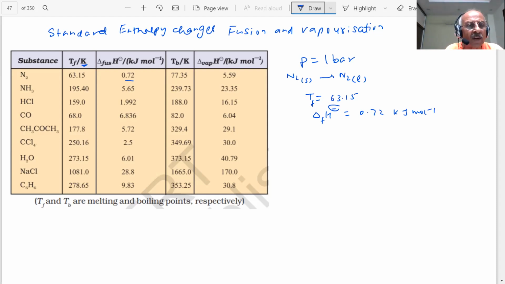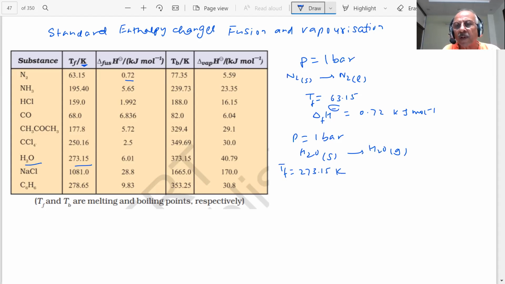If you consider water, at a pressure of 1 bar, 1 mole of solid water, what is the freezing temperature of water? 0 degrees Celsius, that is 273.15 Kelvin. How much is the enthalpy of fusion? 6.01 kilojoules per mole. This is very small. You can compare the two values, see how small it is.